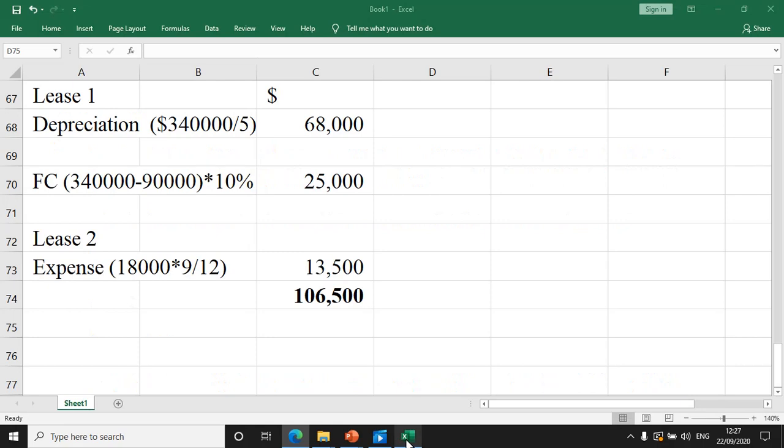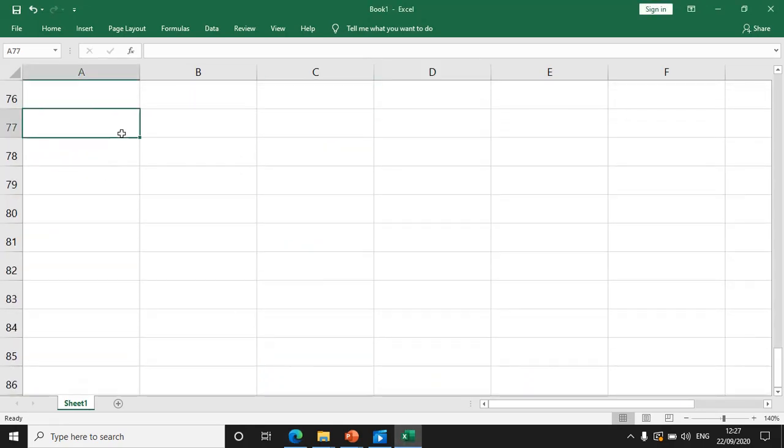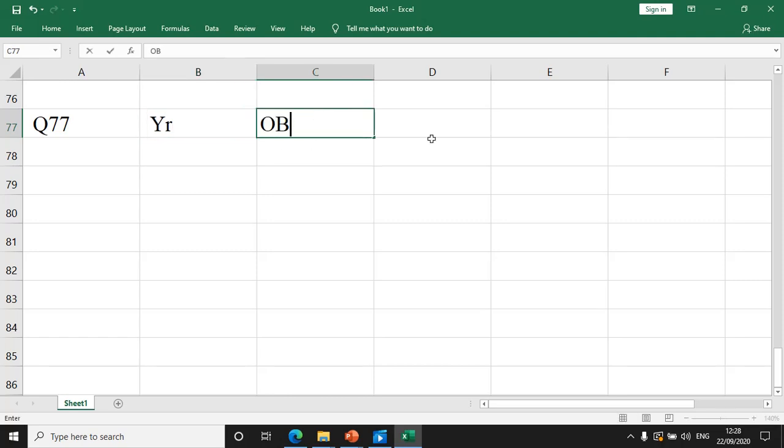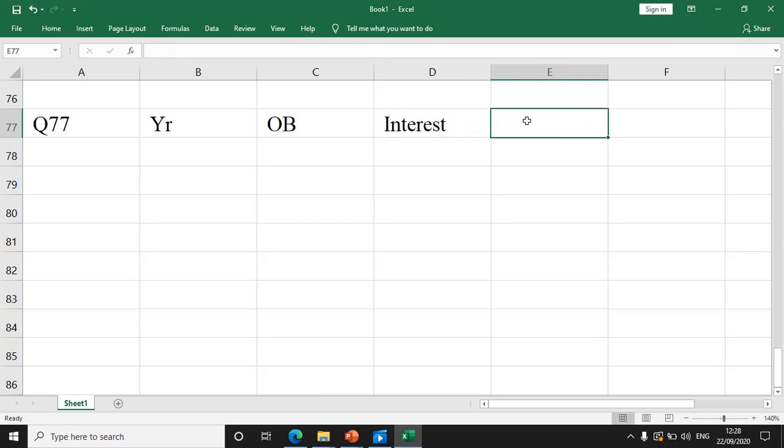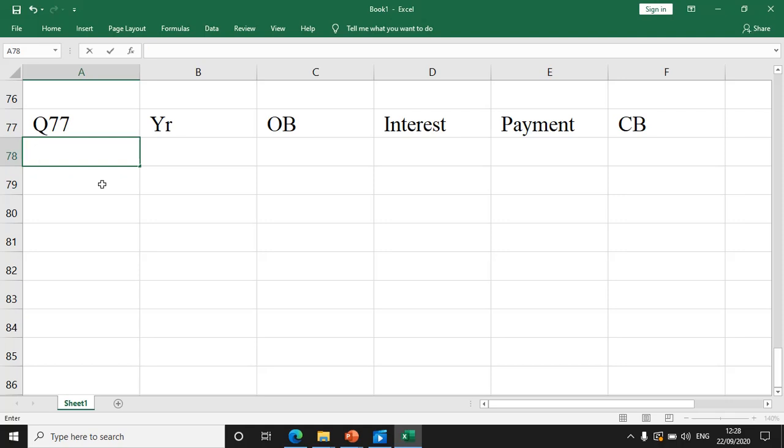I want to go straight to my table there, this is question 77, but this time around I'm going to omit the balance item. So you've got the opening balance, the interest, and then you've got the payment. I'm not going to include the balance for obvious reasons. Then you've got the closing balance. Minimum number of years you have to do for a lease is at least 2 years.